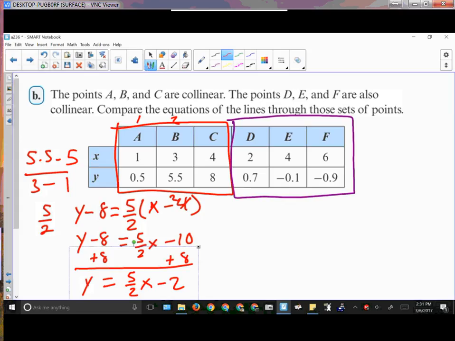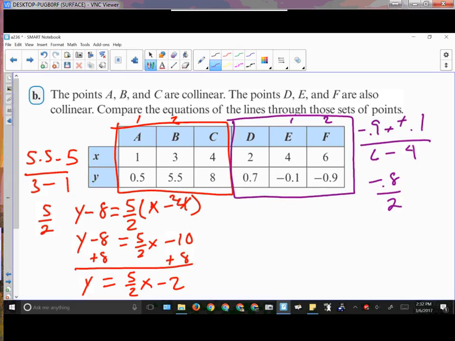Now again, we're repeating so much of the same stuff. So pick two points again. It doesn't really matter which ones I do, so I'll take E and F. That'll be my 1, that'll be my 2. So I'm going to call that negative 0.9 minus negative 0.1 over 6 minus 4. So it looks like I have negative 0.8 over 2, right?